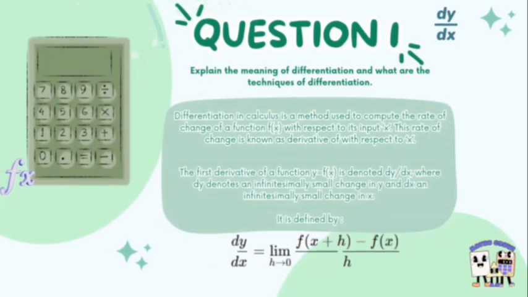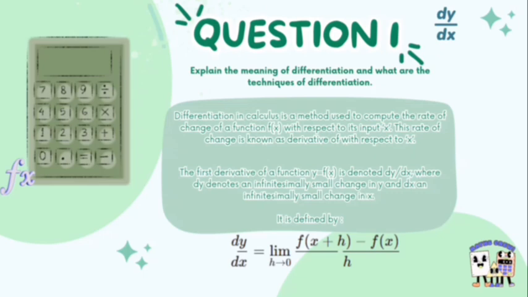For question 1, explain the meaning of differentiate and what are the techniques of differentiate. For the explanation, differentiate in calculus is a method used to compute the rate of change of a function f(x) with respect to its input x. This rate of change is known as the derivative of the function with respect to x.